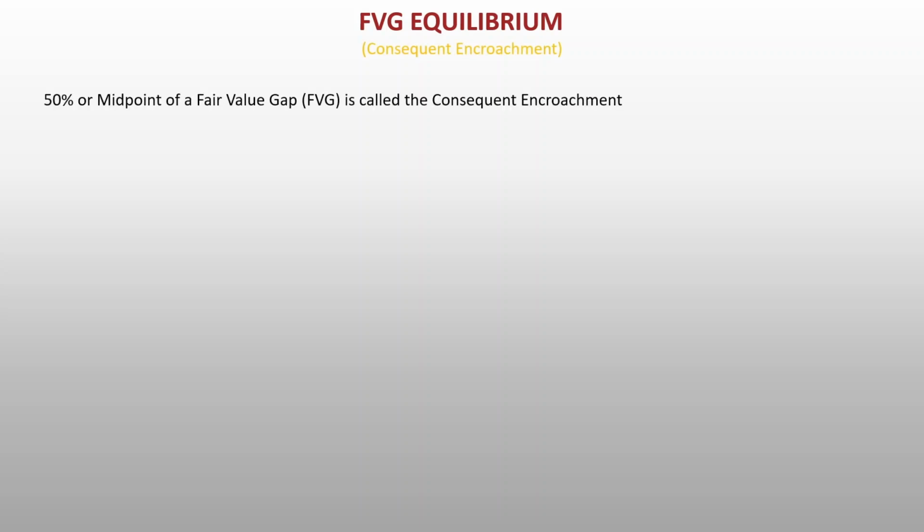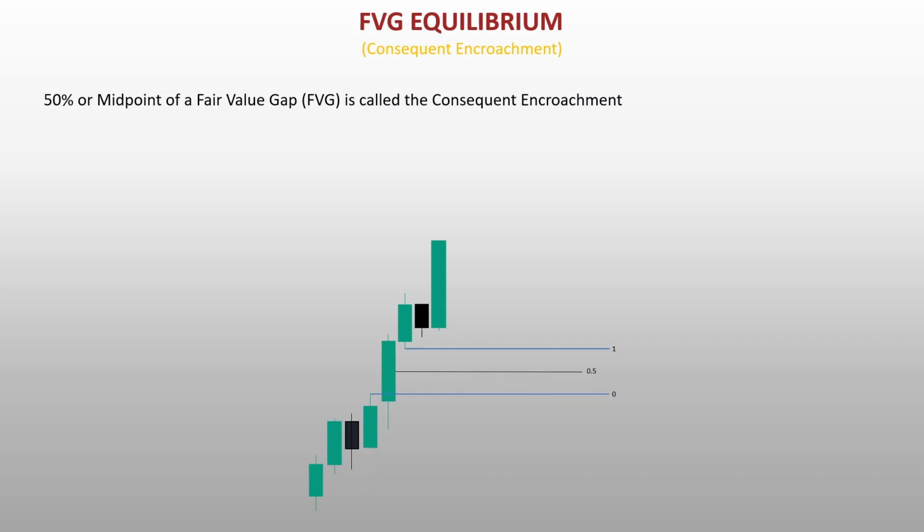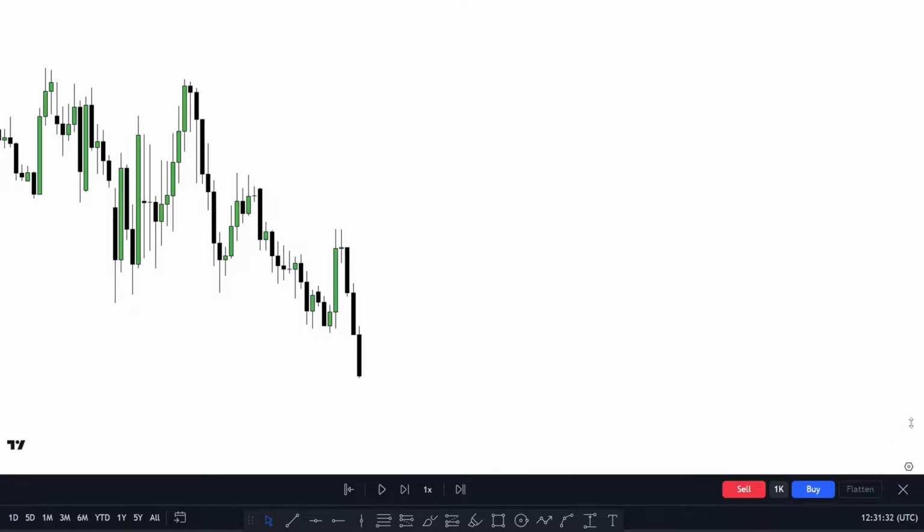Next, we come to fair value gap equilibrium, consequent encroachment. The midpoint of the fair value gap is called consequent encroachment. Here we have the market. The market created a fair value gap here. We will mark it. We will apply the Fibonacci tool on it with the 0.1 and 0.5 levels. This gives us the consequent encroachment. Below this is the discount, and above this is the premium. The market will come down, dip into the discount, and then the fair value gap will push the market up. Boom.